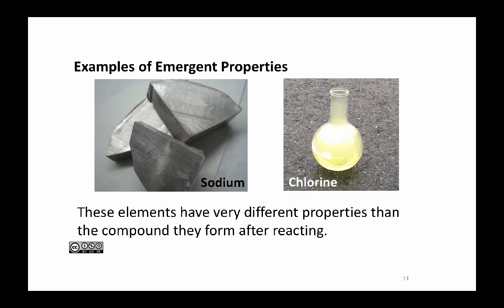So the first example, we're going to talk about the element sodium, which is a shiny silver, very soft metal. You can cut it with a plastic knife or fork. It's also ridiculously explosive. Then we've got chlorine. Chlorine in its elemental form is a pale yellowy green gas. It's very corrosive and super poisonous. It was actually used as a chemical weapon in the First World War because it liquefies your lungs. So be careful with chlorine.